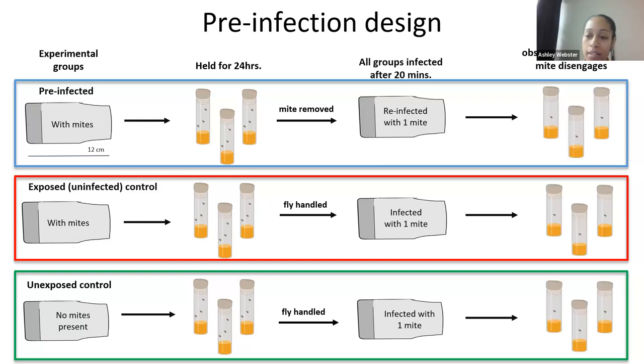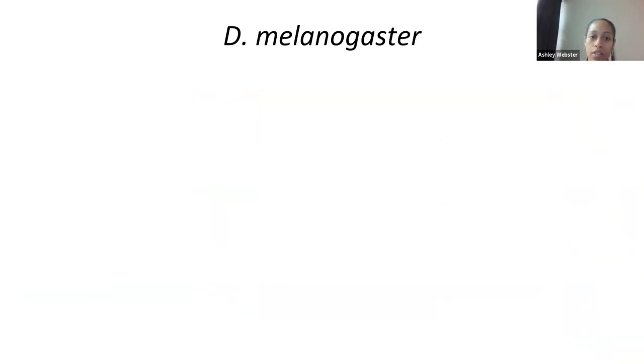From here, they were all placed into individual vials and observed for detachments until the last mite disengaged from each group. And as a reminder, it is expected that the pre-infected group will have a reduced attachment duration time compared to the controls. So the first species that we tested this on was derived from a field caught population of Drosophila melanogaster that my supervisor collected.